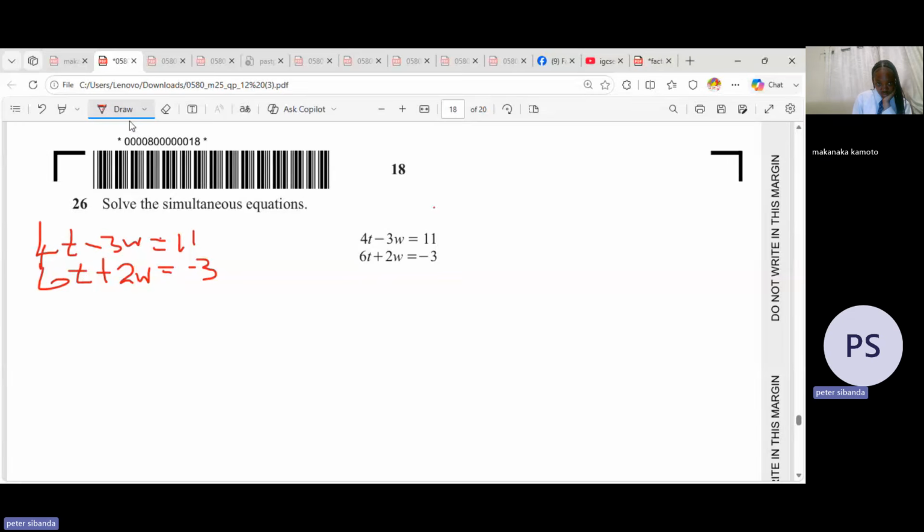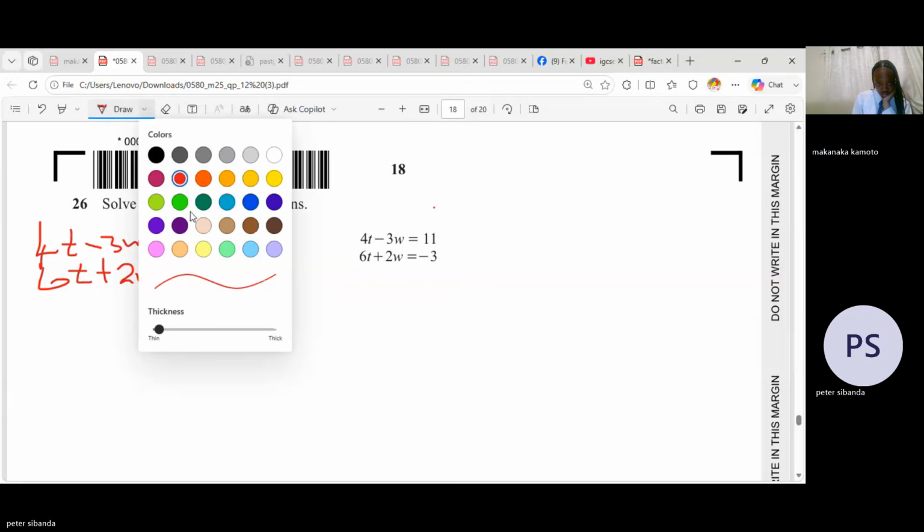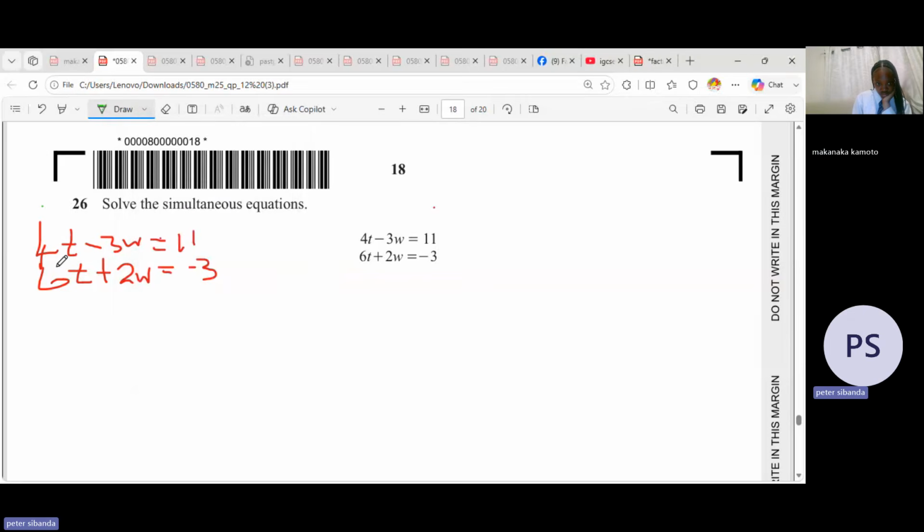I probably should multiply. The aim is that where t is, we make it similar. So I can multiply this by 6, and then I multiply the second one by 4. That will definitely make this part where there's t be similar. The multiplication will go beyond the equal sign.